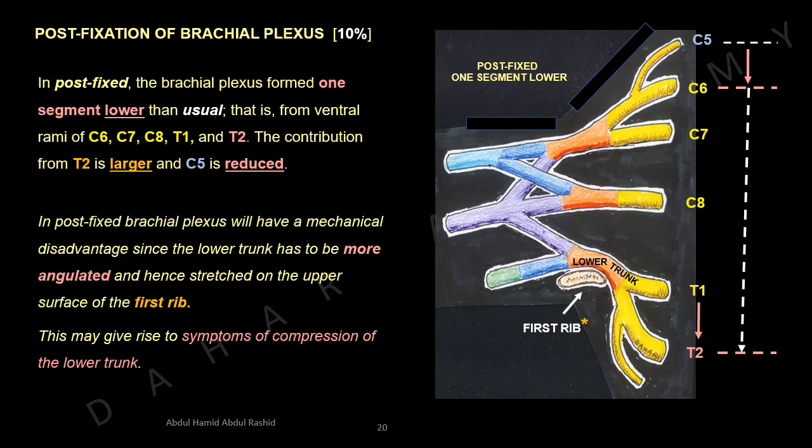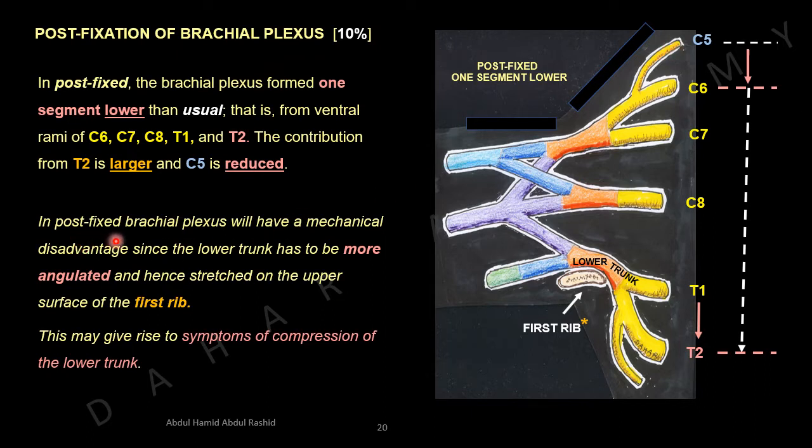Postfixation of the brachial plexus is found in 10%. In postfix, the brachial plexus forms one segment lower than usual. That is, usually it begins from C5 to D1, but in postfix it will begin from C6, C7, C8, D1 and D2, one segment going down. The contribution from D2 is larger now and C5 is reduced.